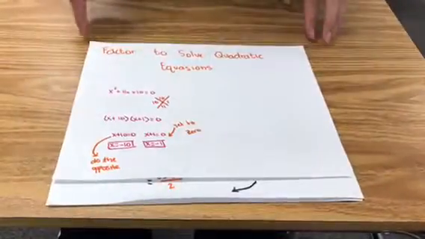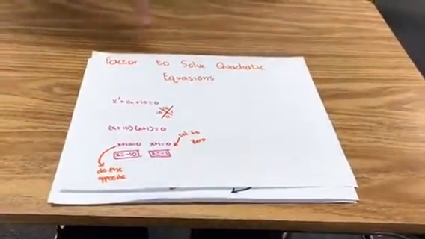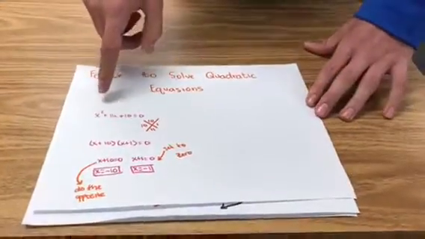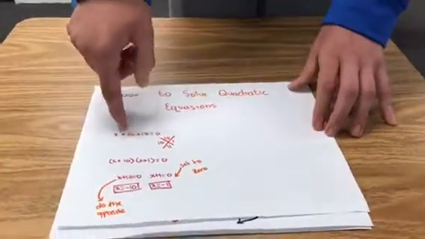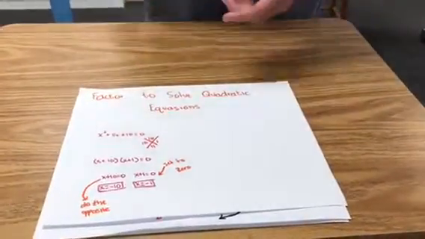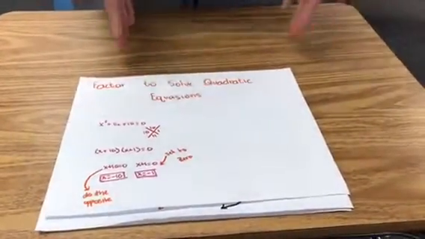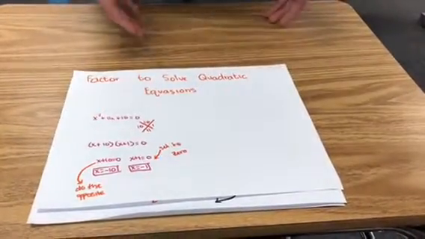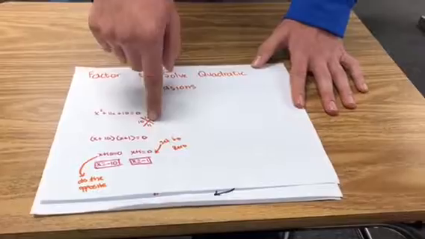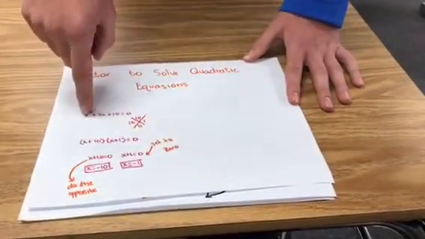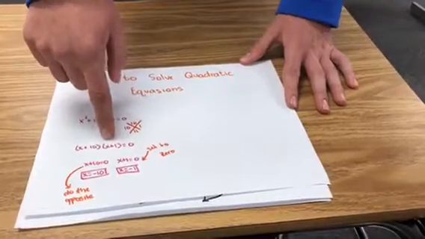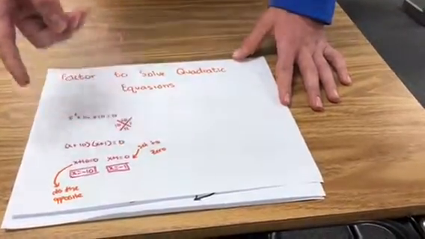Our next slide is factoring to solve quadratic equations. Our equation is x squared plus 11x plus 10 equals 0. You have to figure out what multiplies to make 10 and what adds to equal 11. So we have 10 and 1, and then we plug it in with our x's. So we have (x plus 10) times (x plus 1) equals 0.